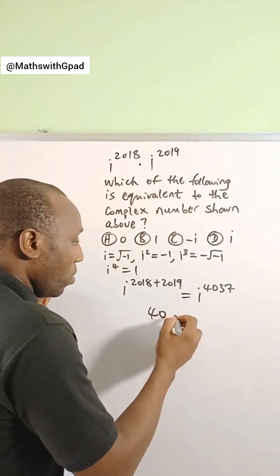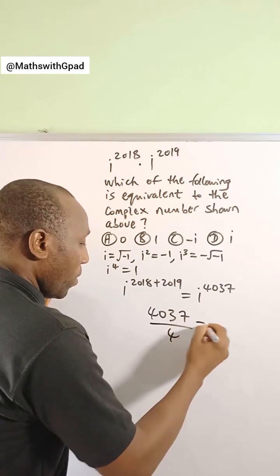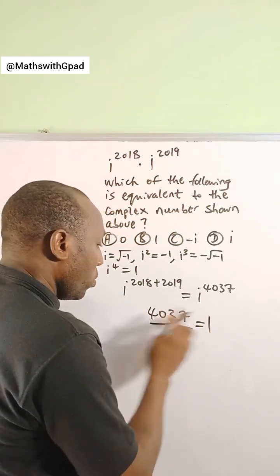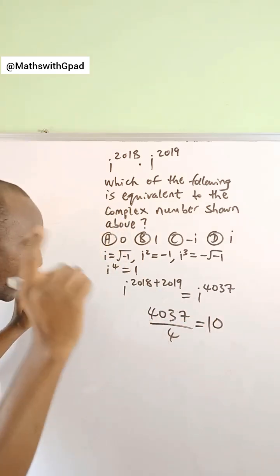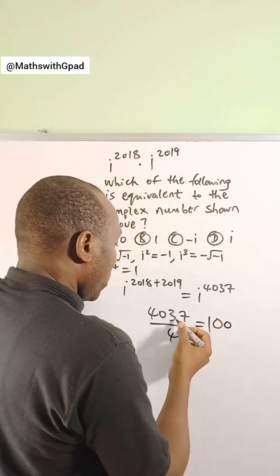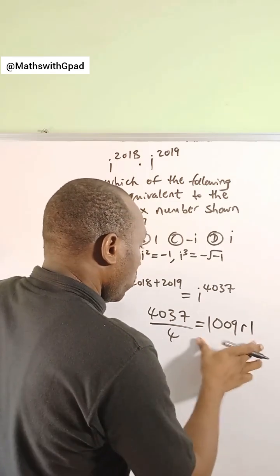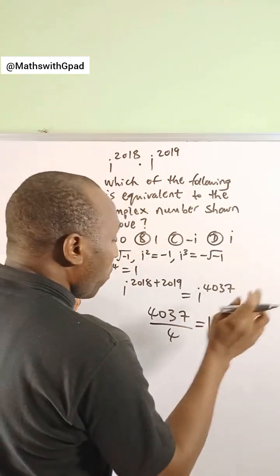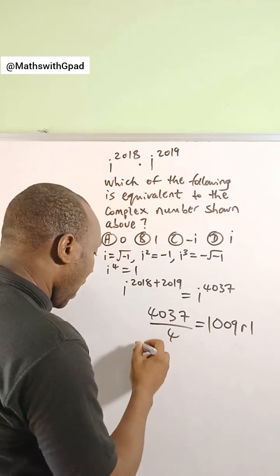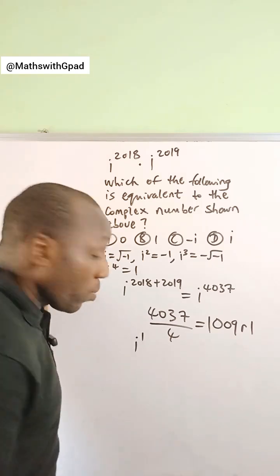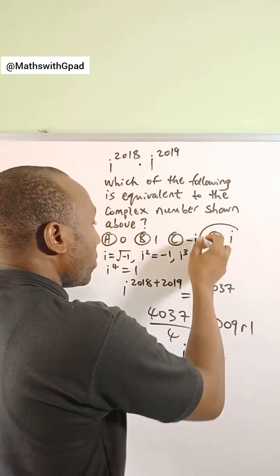If you divide 4,037 by 4, 4 goes into 4 one time. 4 goes into 0, 0. 4 goes into 37, 9 with a remainder of 1. If there's a remainder of 1, our focus is just on this remainder. Since we have a remainder of 1, we are now dealing with i raised by 1, and i raised by 1 is the same thing as i. So what's the answer here? D. The answer is just i.